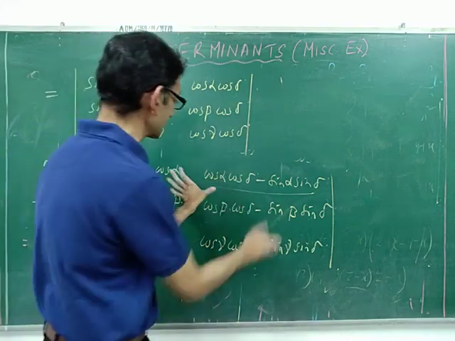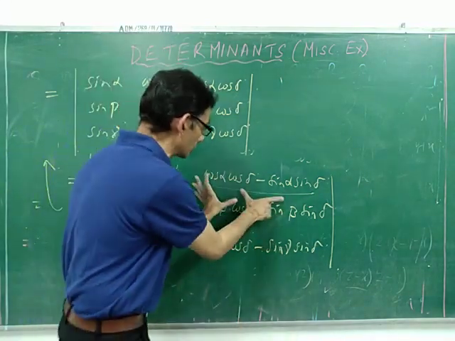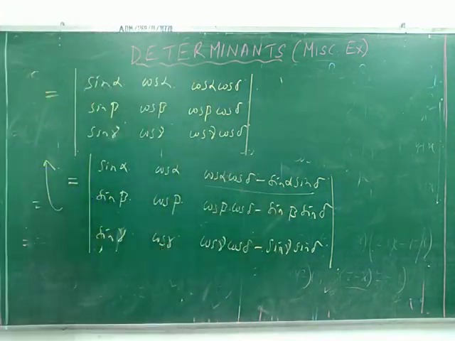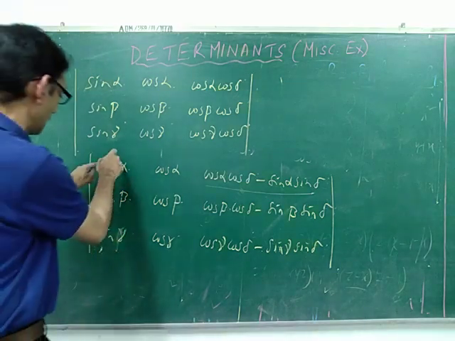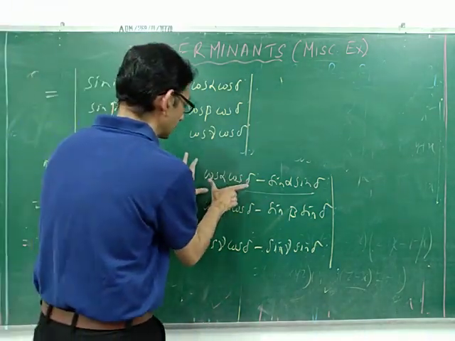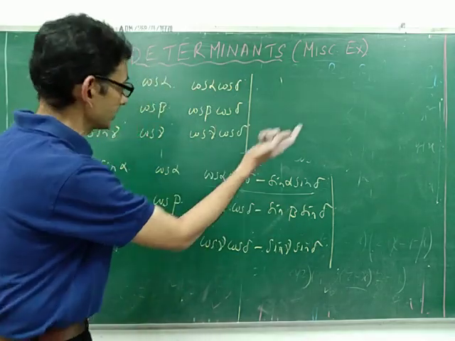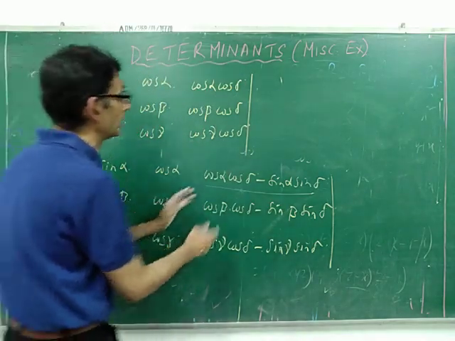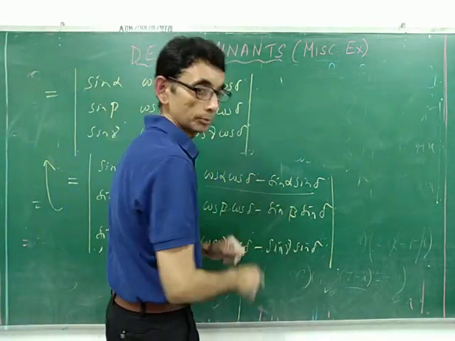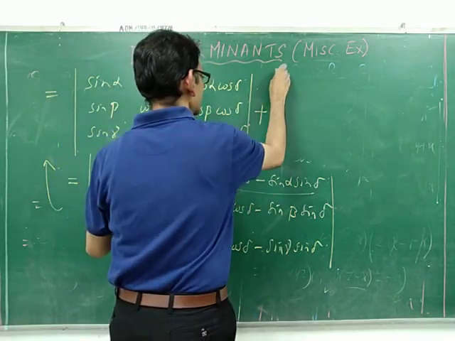Then since each element is expressed as the sum or difference of two terms, the whole determinant can be expressible as the sum of two determinants. One is this, with the third row consisting of the first terms. And for the second determinant, the third row will consist of the second terms. Now, what is the second determinant?